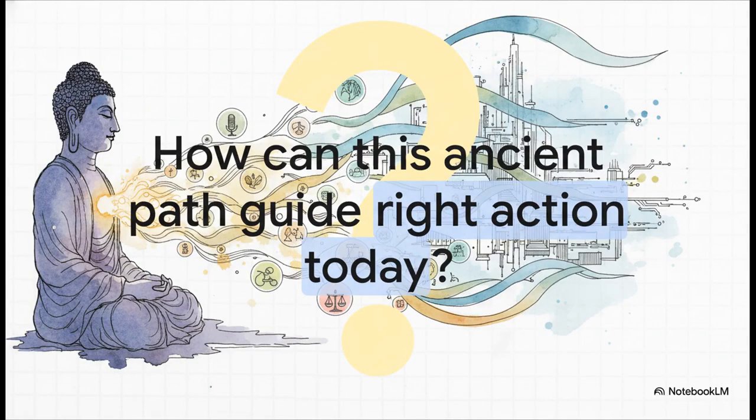And that leaves us with a final question to think about, especially for your mains preparation. This eightfold path was laid out over 2 millennia ago. But when you really look at its parts, right speech, right action, right livelihood, it feels incredibly modern, doesn't it? So the question is, how can this 2,500-year-old path give us a framework for ethical conduct and right action in the complex world we live in today? That's something to really ponder.